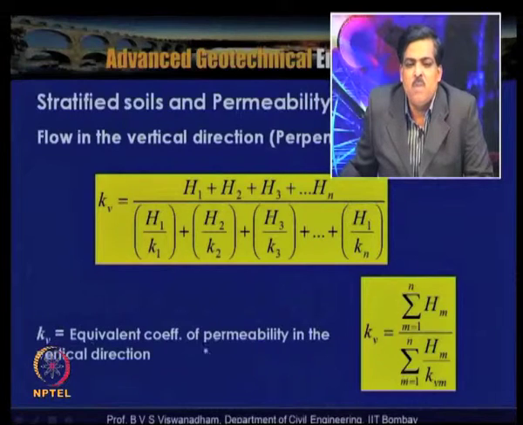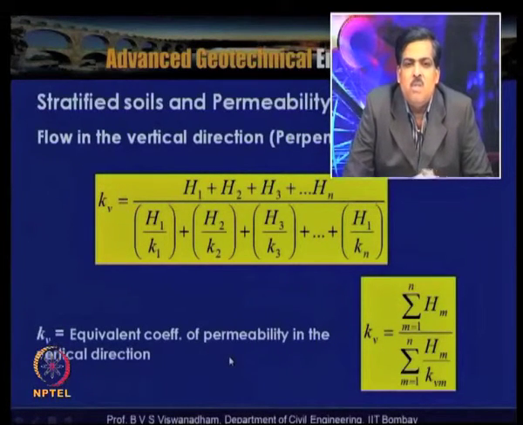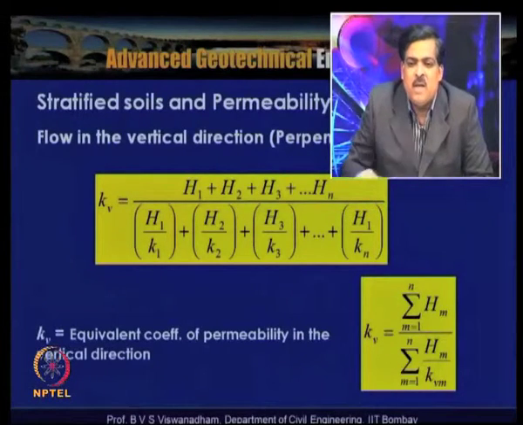So this is the equivalent coefficient of permeability in the vertical direction. It can be used for vertical flows, that is flow occurring perpendicular to the soil strata in the vertical direction. The Kv can be given as H1 plus H2 plus H3 and so on to Hn, divided by H1/K1 plus H2/K2 plus H3/K3 and so on to Hn/Kn.